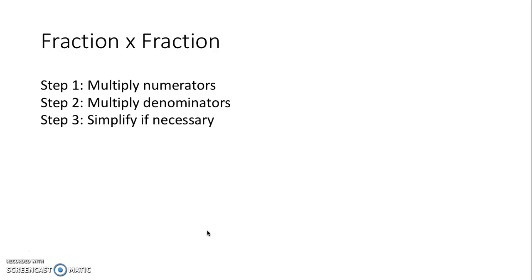Alright, so fraction times a fraction. There are 3 easy steps that we need to take. Step 1 is to multiply the numerators. Step 2 is to multiply the denominators. And step 3 is to simplify. Right next to those steps on your paper is an example. So here's your example, and you have 1/4 times 3/4.